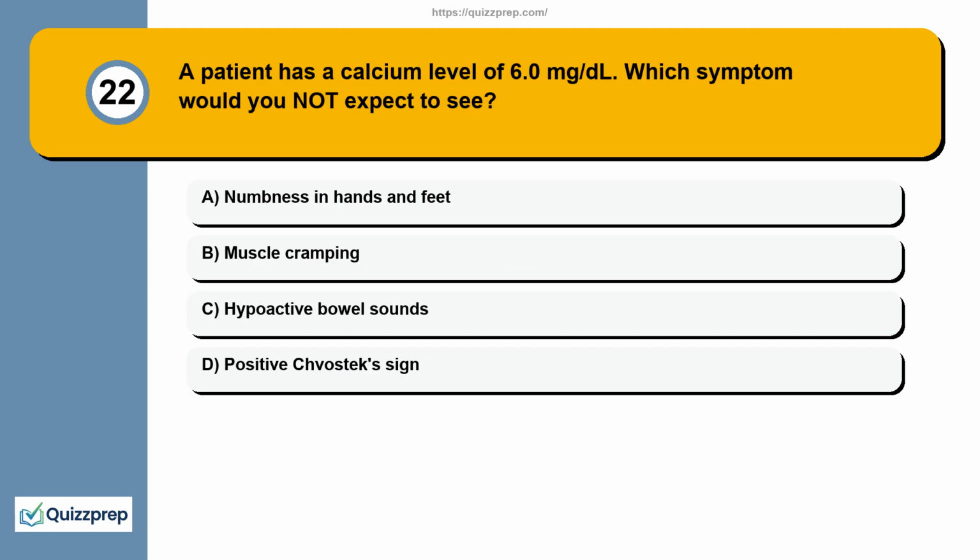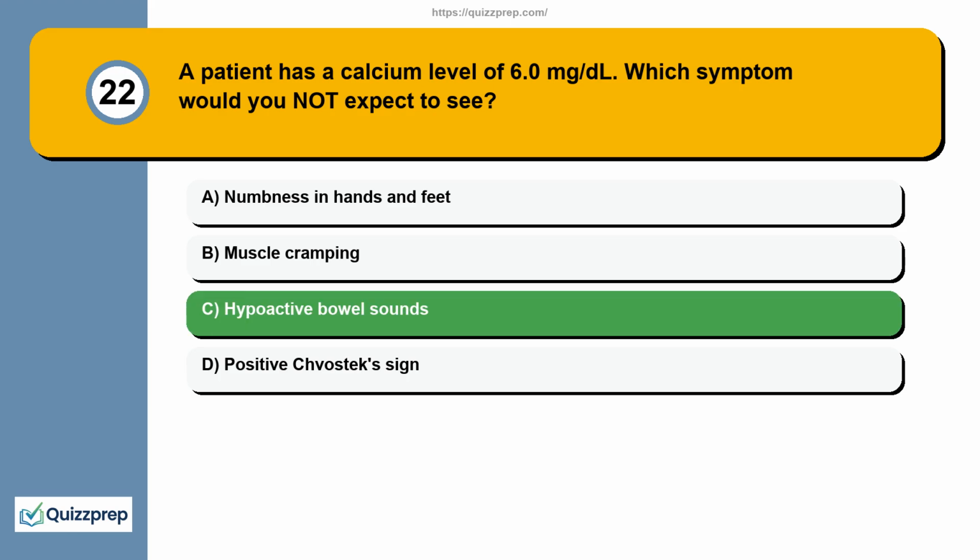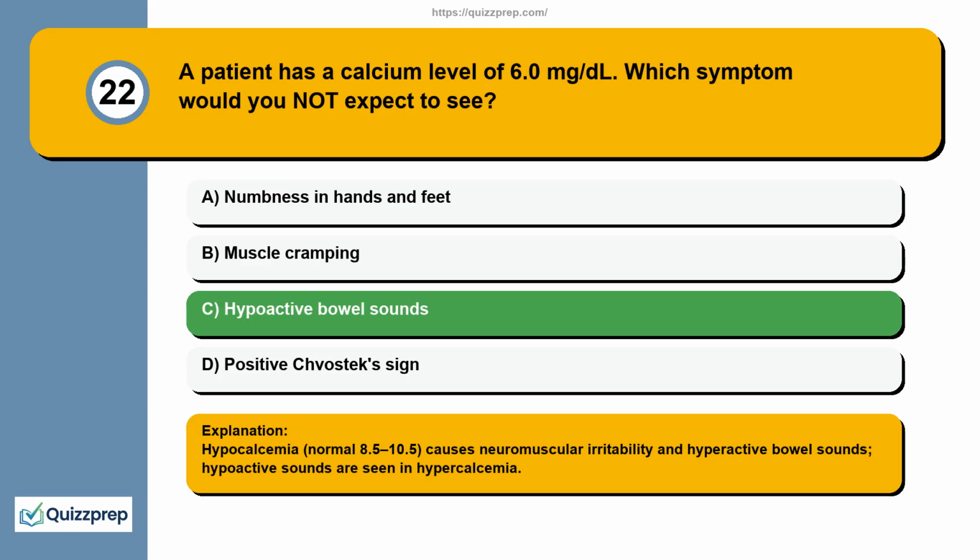Question 22. A patient has a calcium level of 6.0 mg/dL. Which symptom would you not expect to see? Numbness in hands and feet, muscle cramping, hypoactive bowel sounds, positive Chvostek sign. Hypocalcemia, normal 8.5 to 10.5, causes neuromuscular irritability and hyperactive bowel sounds. Hypoactive sounds are seen in hypercalcemia.